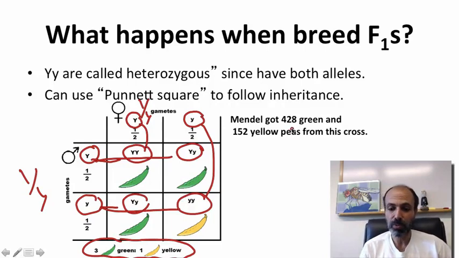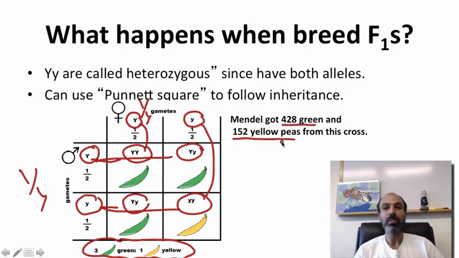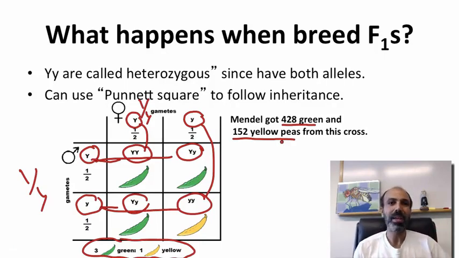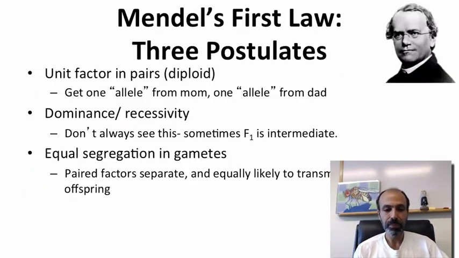So here's some actual numbers from Mendel. He saw 428 green and 152 yellow peas from this cross. That's very similar to the expected numbers. So that's great. Now, Mendel put out various laws, and these laws have postulates within them. So let's go over that briefly.